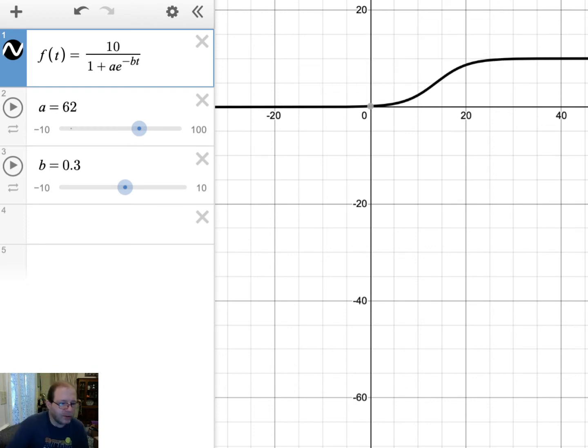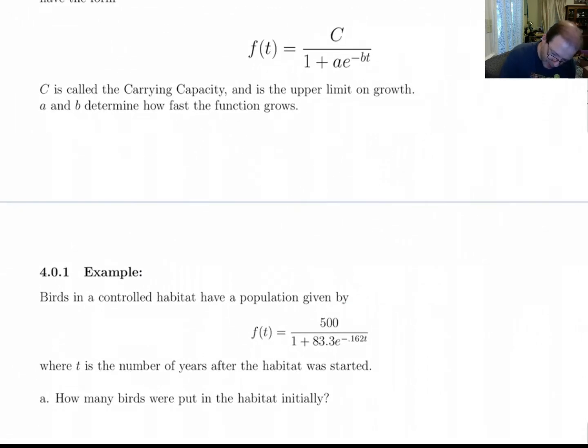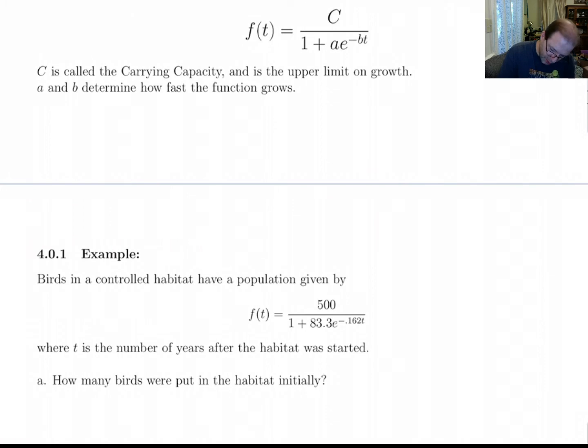So what I want to do is a few problems with logistic growth. Birds in a controlled habitat have a population given by this equation, where t is the number of years after the bird habitat was started. This is like a bird sanctuary for some endangered bird. The people who built it originally put in some birds, and then the birds are going to multiply. So how many birds were put in initially?